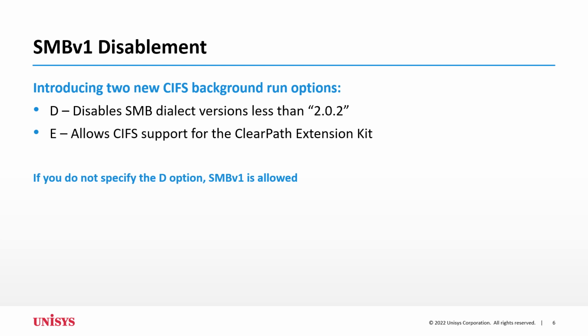For reference, CIFS 9R1 was the first CIFS release that supports SMB2 client, while CIFS 9R2 was the first release that supports SMB2 server and client. All levels prior to 9R2 only support SMB1 server. If you specify the D option, the SMB1 negotiate command is still allowed, but other SMB1 commands are discarded. Note that CIFS allows SMB1 by default, unless you specify the D option.